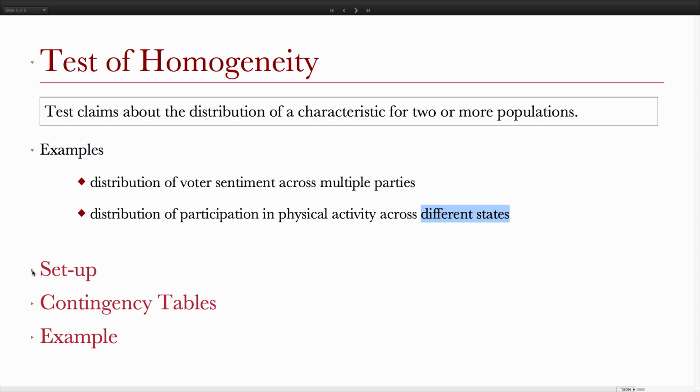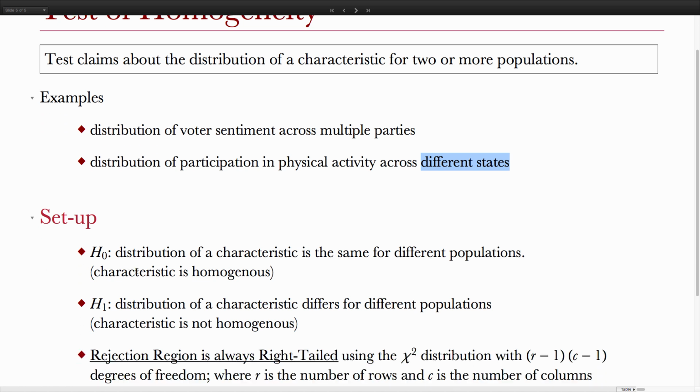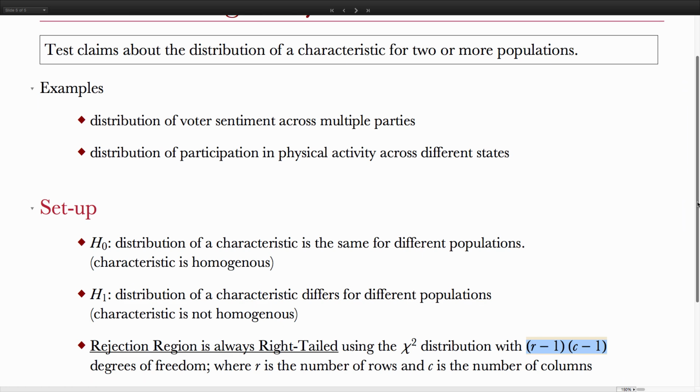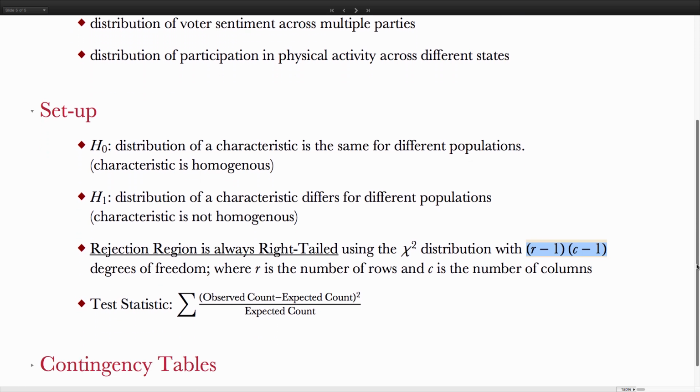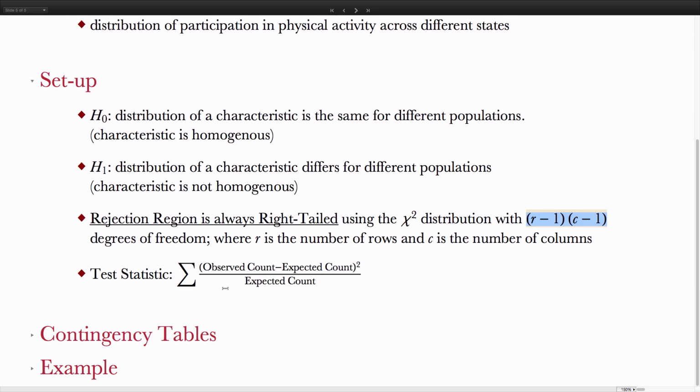Okay. In the setup, the null hypothesis is always that this characteristic is homogeneous. In other words, the distribution of a certain characteristic is the same for the different populations that we're working in. And H1 says the opposite, that the distribution of a characteristic differs for the different populations. In other words, the characteristic is not homogeneous. Okay. The rejection region is a chi-square, right-tailed, and the degrees of freedom is much like the degrees of freedom for the test of independence. Okay, and no surprise here, the test statistic is going to have the same form. Okay, observed count minus expected count squared divided by the expected count.